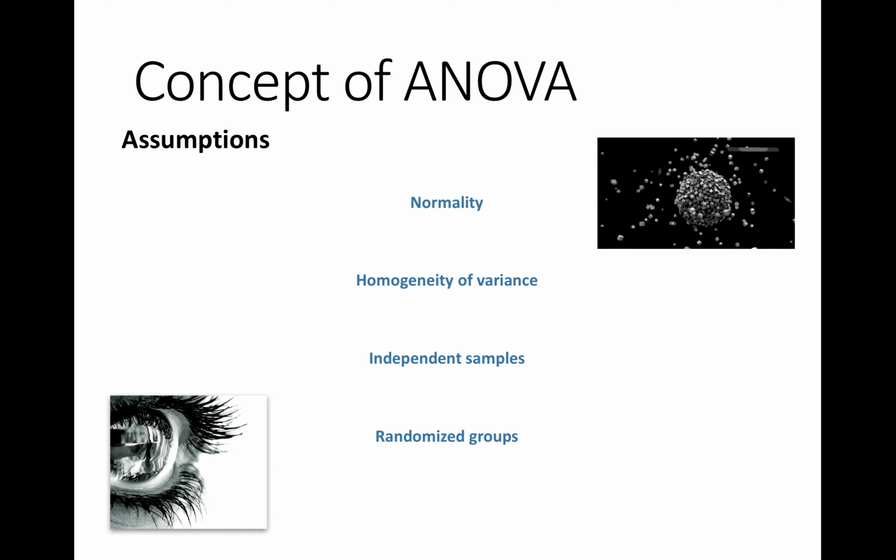What are the assumptions of using ANOVA? One-way ANOVA is a parametric test, so you'll have to check for normality and a normal distribution of all your groups. You have to look for homogeneity of variance within all your groups. Your samples must be independent and your groups must be randomized.